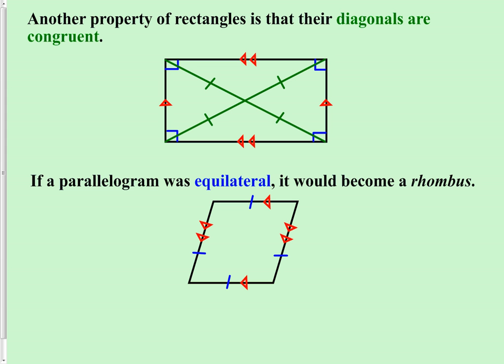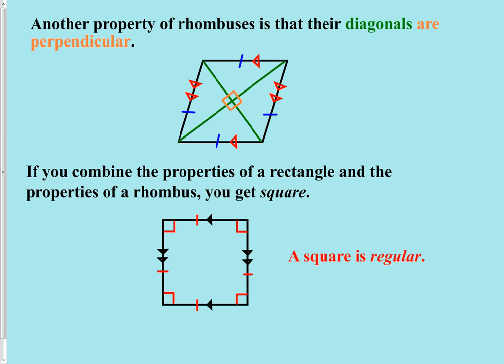If your parallelogram this time was equilateral, we would no longer just call it a parallelogram, we'd call it a rhombus. Okay, so a rhombus is going to have all the properties of a parallelogram in addition to being equilateral. And another property that goes along with being a rhombus is that the diagonals are going to be perpendicular to each other. So you pick up a whole bunch of right triangles inside of a rhombus, and of course that opens up things like Pythagorean theorem and SOHCAHTOA and stuff like that.